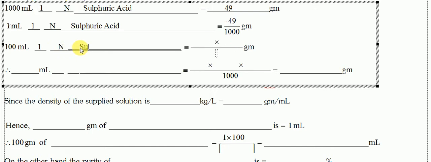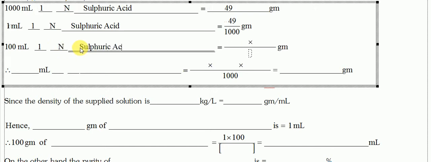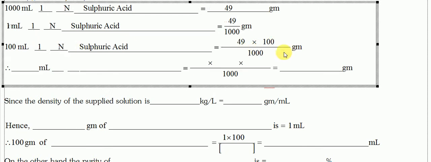Sulfuric acid is equivalent to, and you can clearly see that 1 ml is very small compared to 1000 ml, so we have to put 1000 ml in the denominator, but 100 ml is much greater than 1 ml, so we have to multiply this whole thing with 100 ml. So we have to multiply 49 with 100 divided by 1000 gram. So this is the amount required to prepare 100 ml 1 normal sulfuric acid.